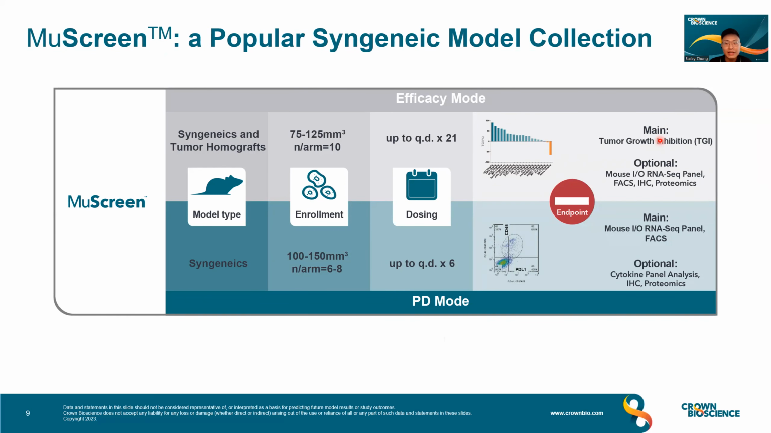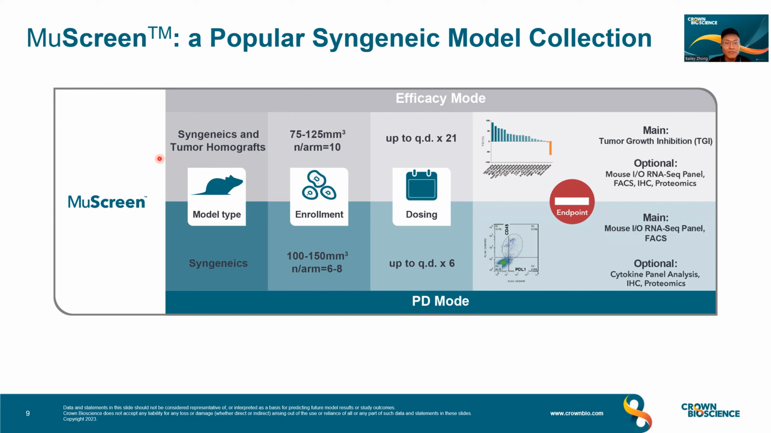Later, we set up the industry-first in vivo screening platform for in vivo oncology immuno research purposes, called MuScreen. It has the above-mentioned 12 popular cell line-derived models and an additional 6 popular homograft tumor models. It is an excellent option for clients in early-stage drug efficacy screening or biomarker and mechanism discovery.